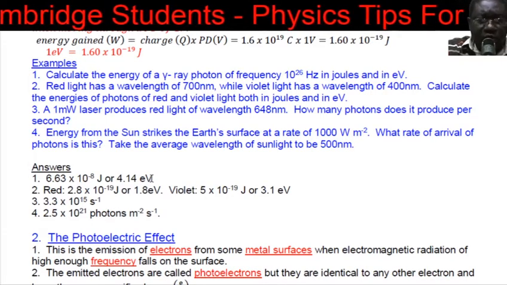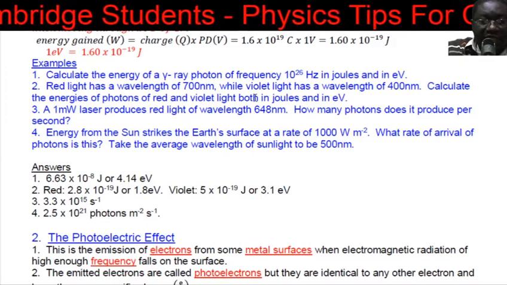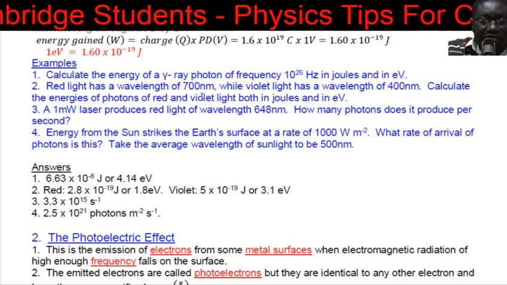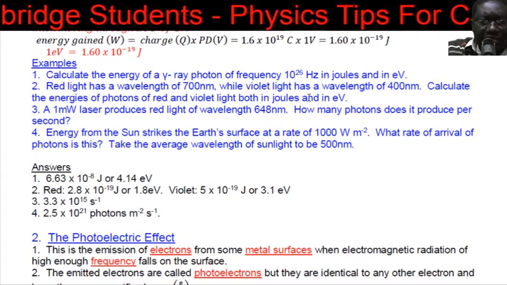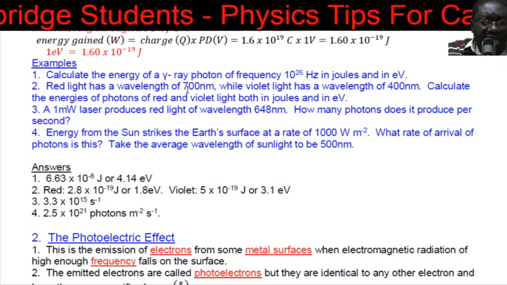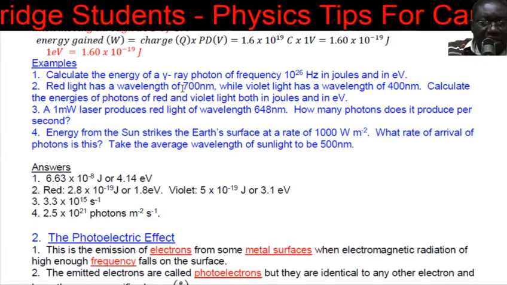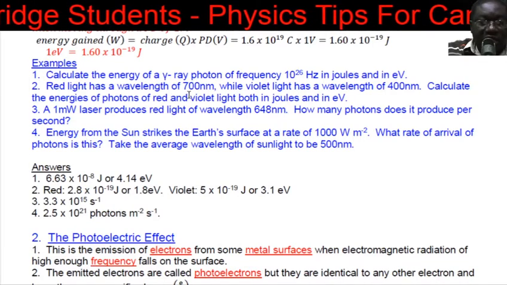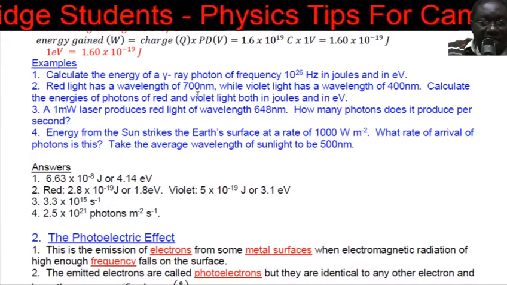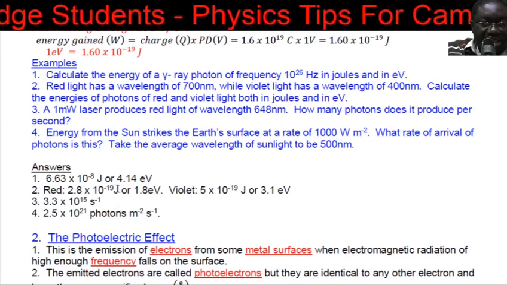Example 2. Red light has a wavelength of 700 nanometers, while violet light has a wavelength of 400 nanometers. Calculate the energies of photons of red and violet light, both in joules and in eV. So the energy will be equal to hf or hc over λ. So hc, that is 6.63 × 10^-34, times c, which is 3 × 10^8, over the wavelength, which is 700 nanometers. You should get 2.8 × 10^-19 joules.